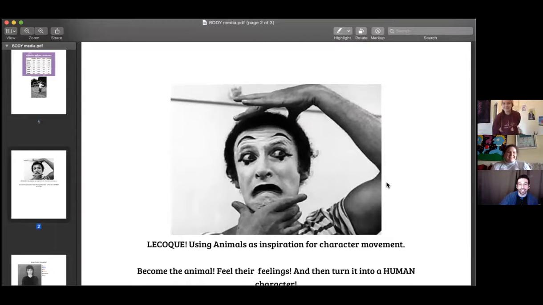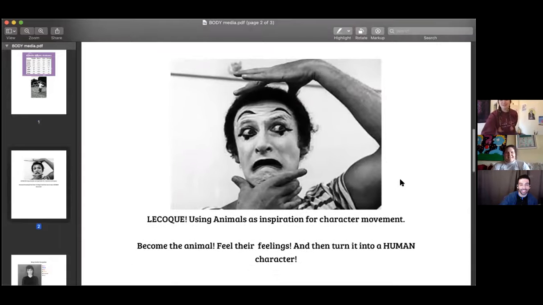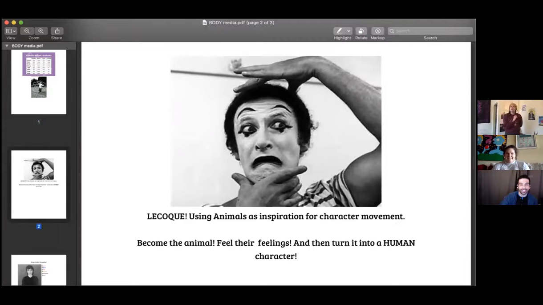All right, who's this scoundrel? Of course, it's Lecoq. All right. So he has a fun picture too. Remember, Lecoq, we taught, and he did a lot of things, but this is just one thing. Using animals as inspiration for character movement. So we became the animal. We're gonna feel their feelings, and then you're gonna turn it into a human character.